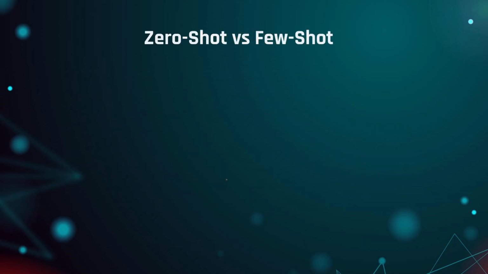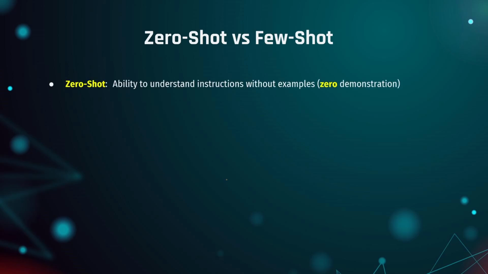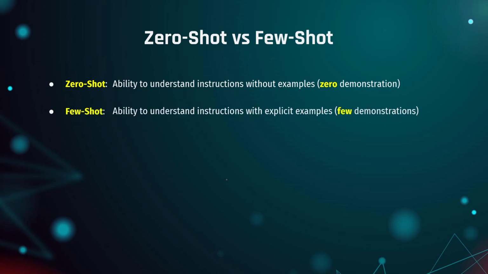So a quick summary: the zero shot ability is basically the ability of a model to understand instructions without examples, right? Zero demonstration. On the other hand, few shot ability is the ability of a model to understand instructions but with explicit examples, right? You have to provide few demonstrations. You have to provide some additional context. So few shot ability is often referred to as in context learning, okay?